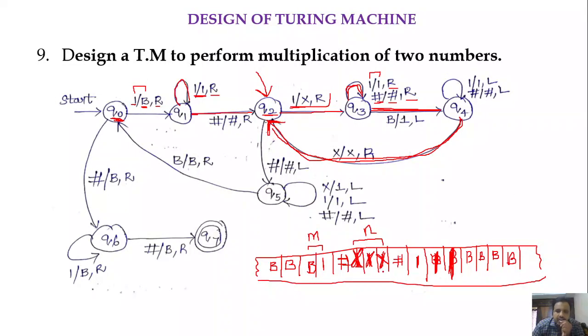Here, this is the x we got. So in Q4, if we get x, we will keep that x as it is and move the head towards right.